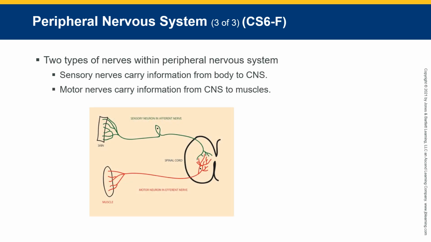In the peripheral nervous system, there's two types of nerves. There's sensory nerves that carry information from the body to the central nervous system, and there's motor nerves that carry that information from the CNS back out to the muscles to affect whatever change you want to happen there.